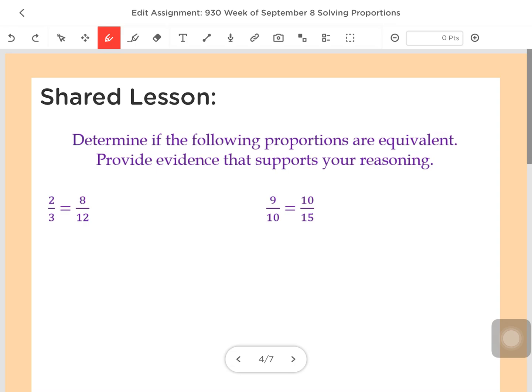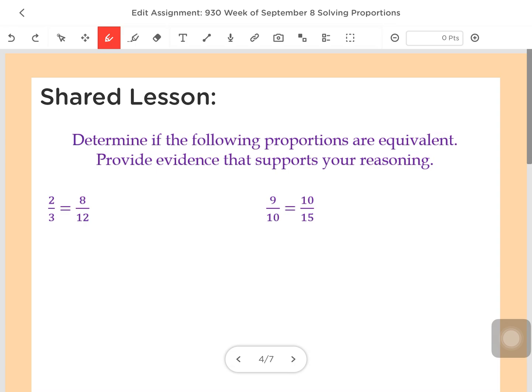All right, so we're going to determine if these proportions are equivalent. There's a lot of different ways you could do that. I want you to go ahead and push pause and see if you can determine if they are equivalent or not and come up with at least one way to do that. So hopefully you've had a chance to look at these and determine if they are equivalent or not.